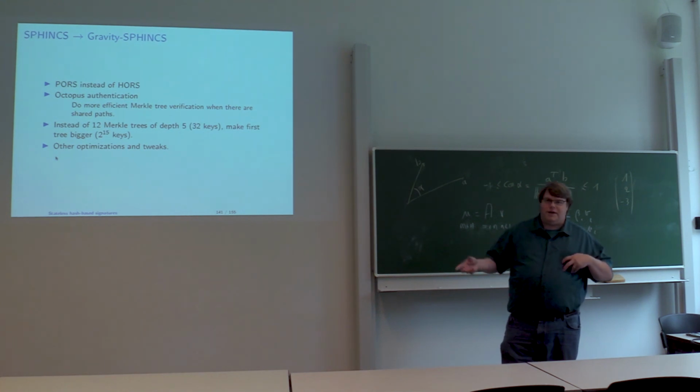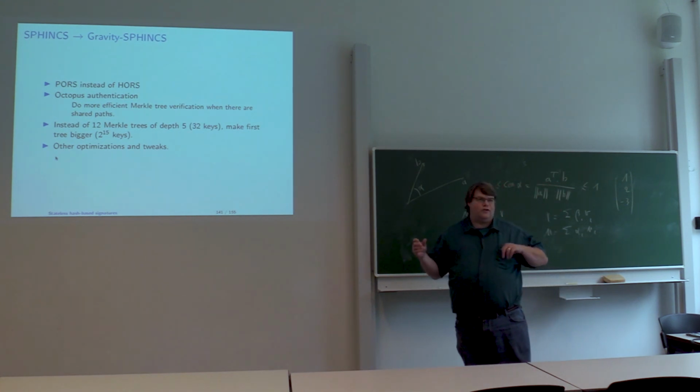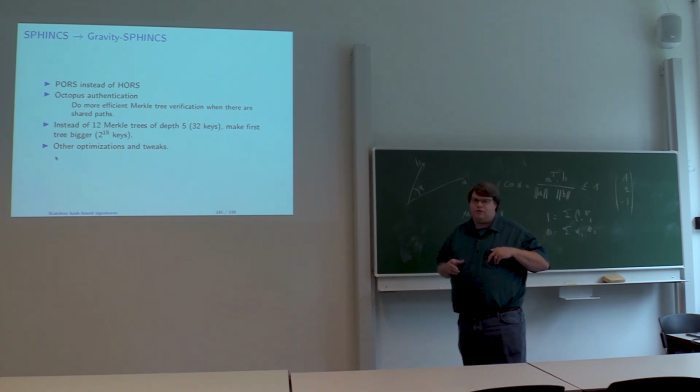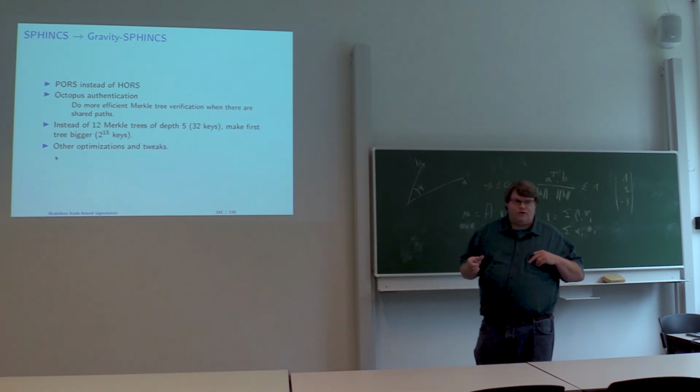You can omit repeated nodes, and that makes the signature a little shorter. And it's probabilistic, so the worst case is that it's the same length as before, but sometimes you can shorten the signature.